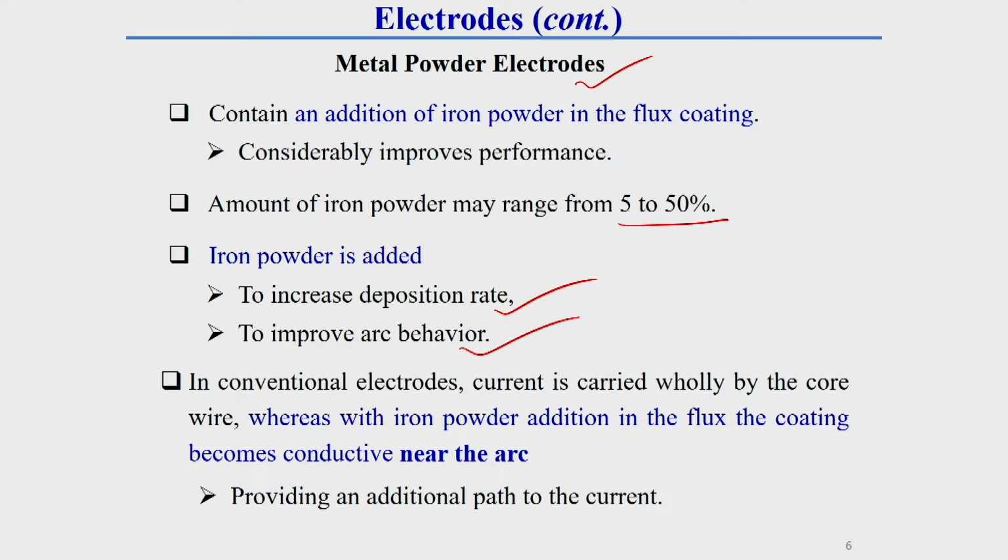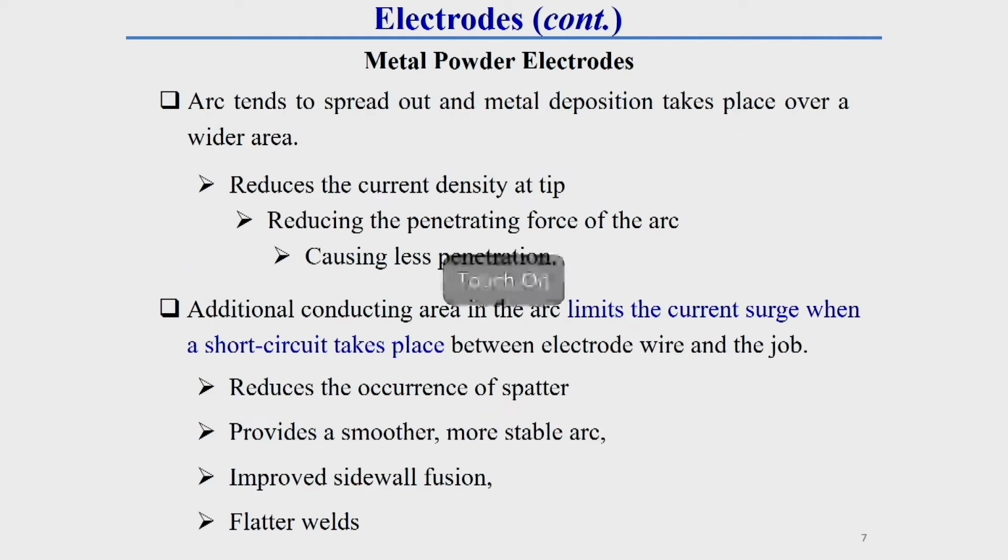In conventional welding electrodes, the three different types I already discussed, the current is carried wholly by the core wire. Whereas with iron powder added in the flux, the coating becomes conductive near the arc. This flux cover, as it contains some iron powder, also provides a conducting path, an additional path for current. So the arc tends to spread out and metal deposition takes place over a wider area.